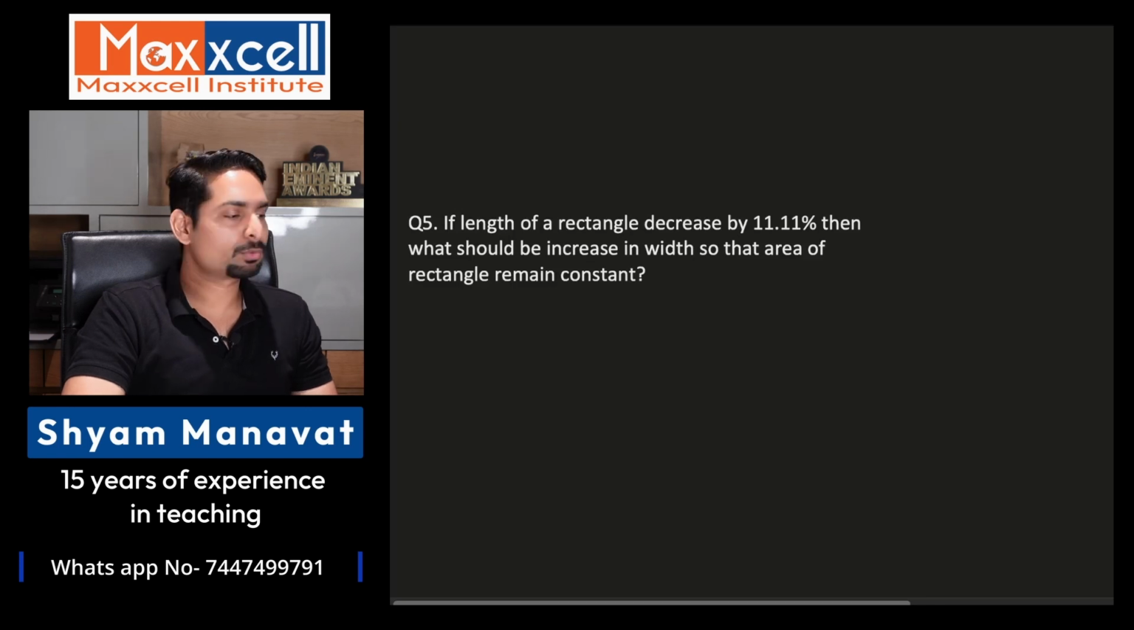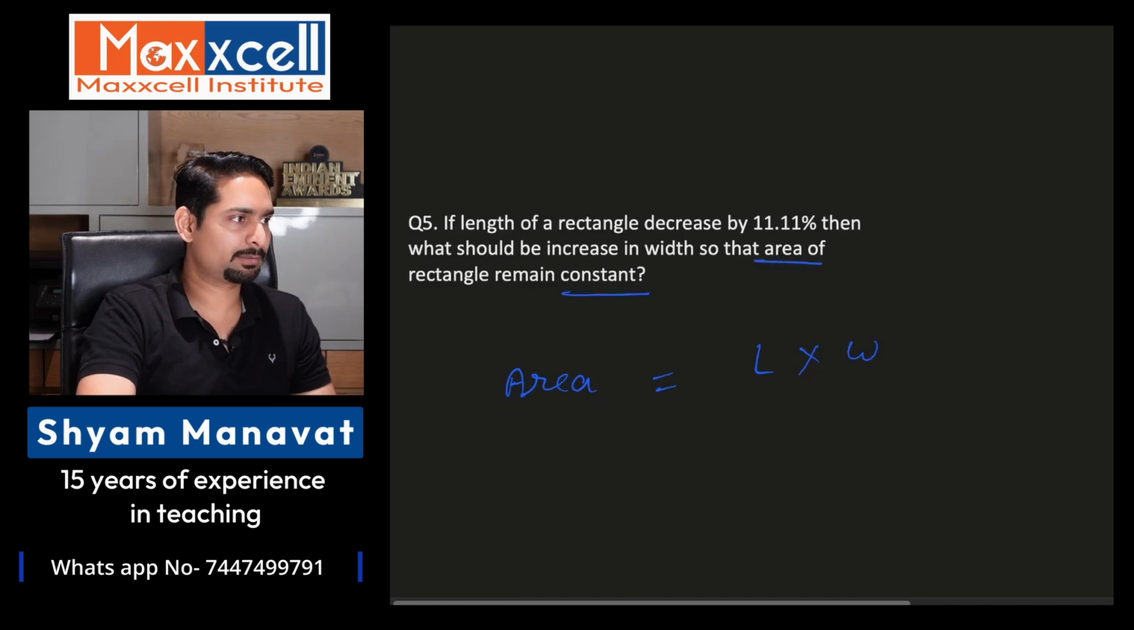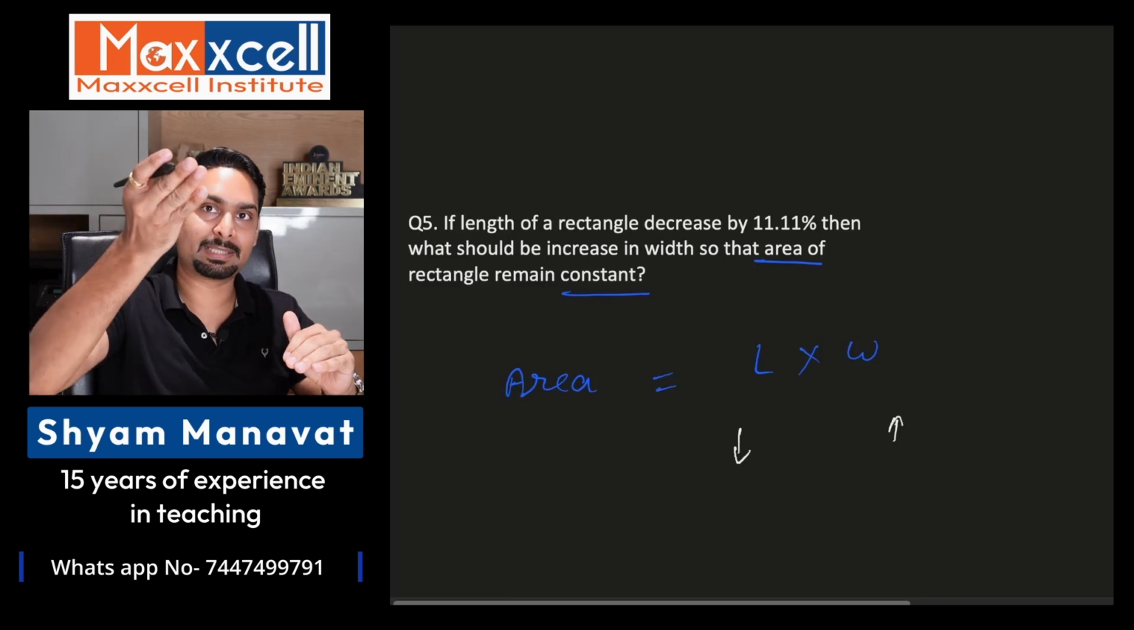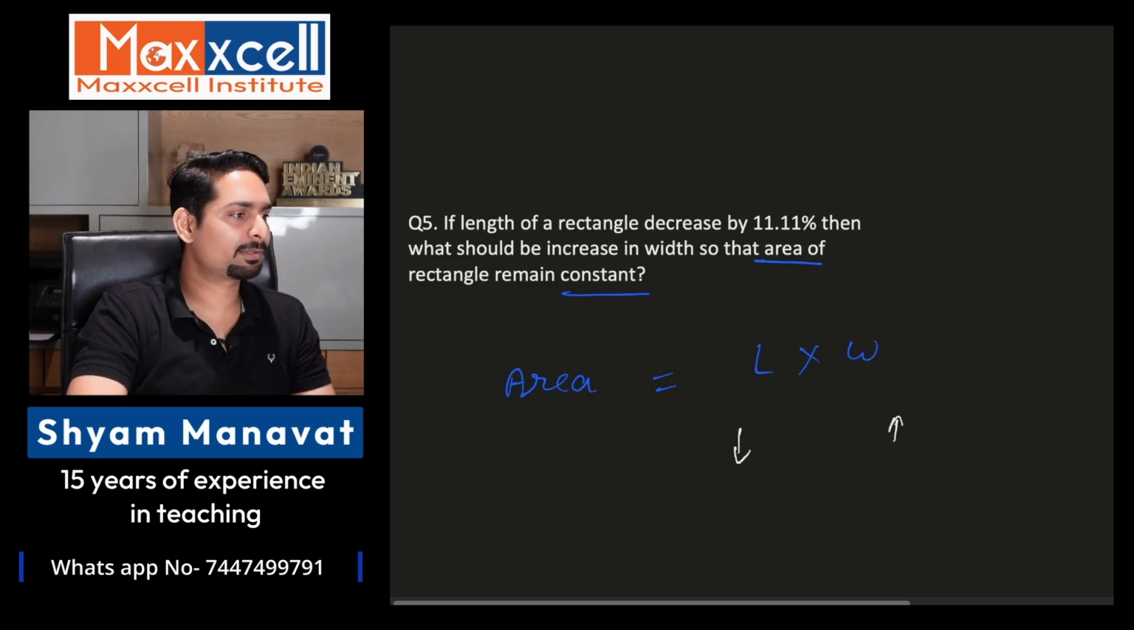Pause this video, go through the question again. I'll start with the explanation. So the explanation is: area is equal to length into width. Correct? Now the question said keep the area constant. So we need to keep the area constant. It means if I decrease the length, I need to increase the width. If I decrease one, I need to increase the other one so that the area remains constant.